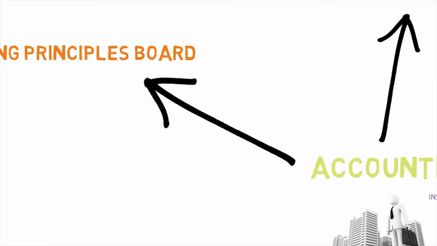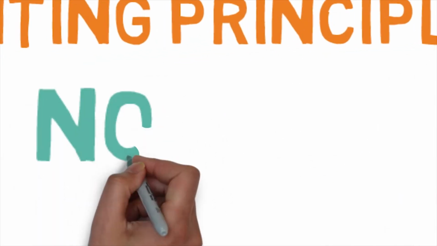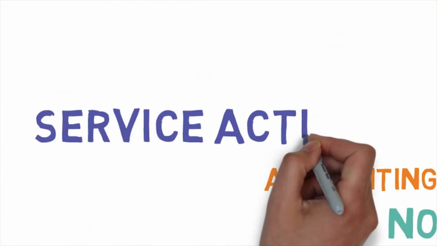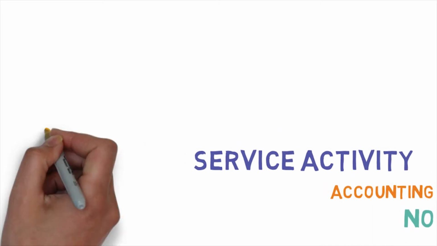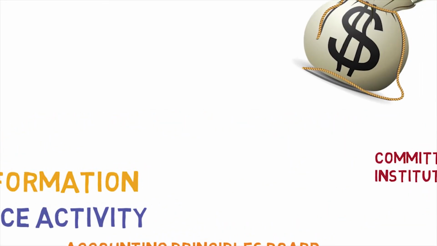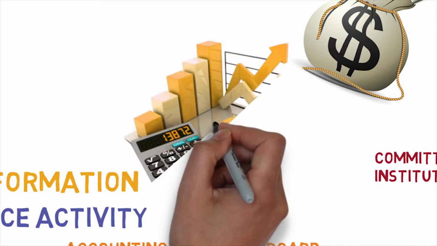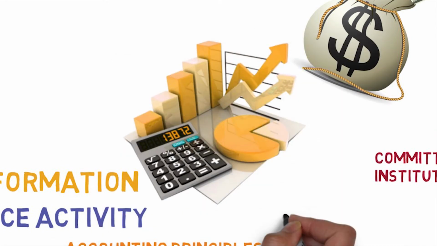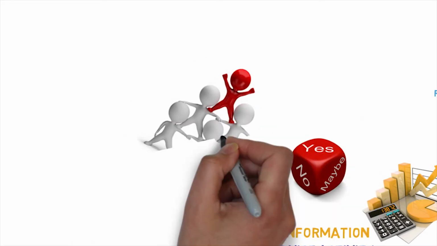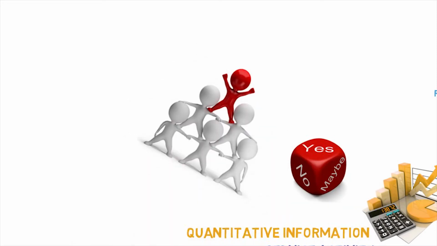And according to the statement of the Accounting Principles Board, number 4, page 8, accounting is a service activity. Its function is to provide quantitative information, primarily financial in nature, about economic entities that is intended to be useful in making economic decisions, in making reasoned choices among alternative courses of action.